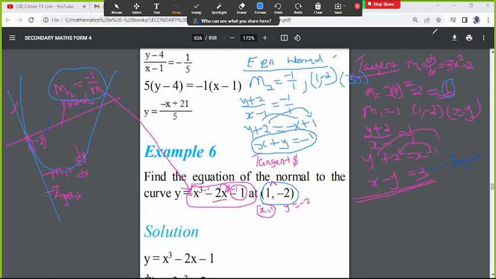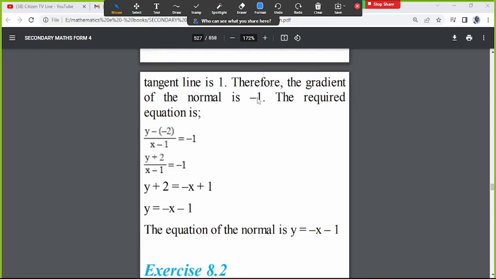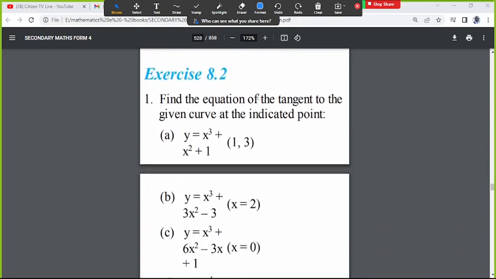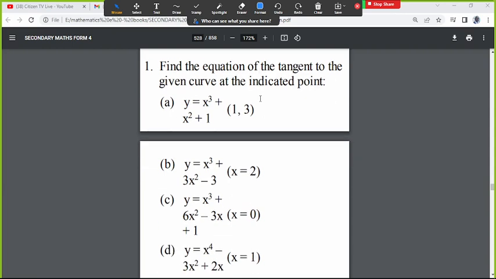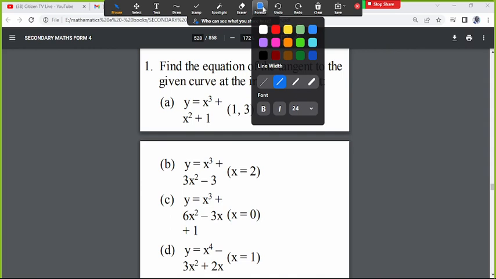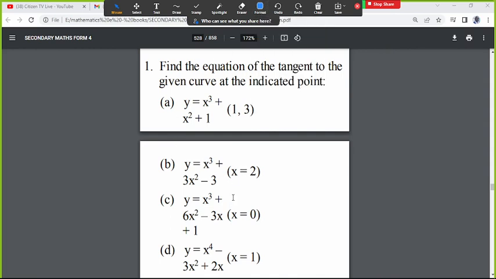We can do another example that will now be asking something else. Exercise 8.2. Question: find the equation of the tangent to the curve. I'm still going to add the tangent and the normal to the curve at the indicated point. I want you to choose one. Sarah? A, B, C, D. Choose one. C. You want us to attempt C? Okay, C. Yes.